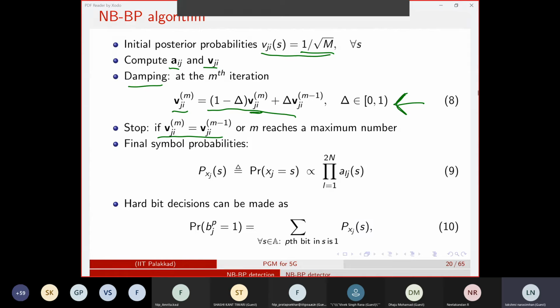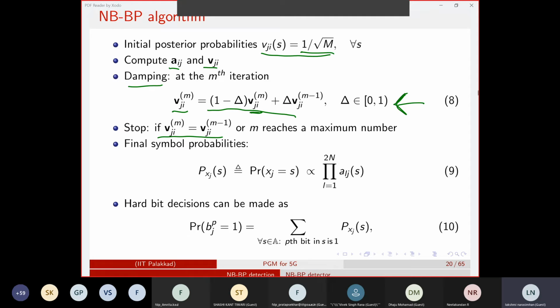In optimization, this is similar to Nesterov's acceleration, where we take a convex combination of the existing message with the previous message. This helps us speed up the convergence, because whatever the previous message was, that information is also carried on. So you have some extra information along with every message. This helps us avoid getting stuck in local minima or maxima. So that's the idea behind using this damping.